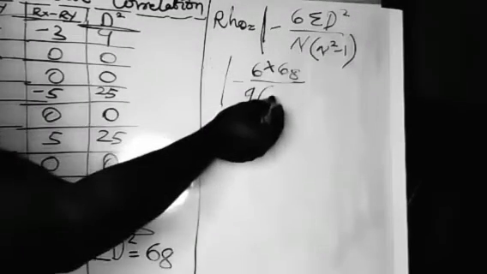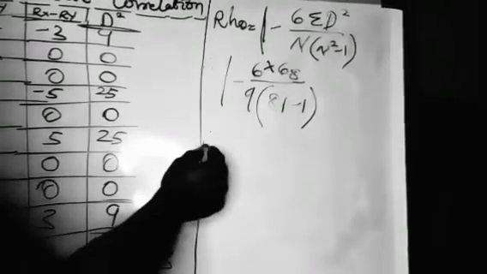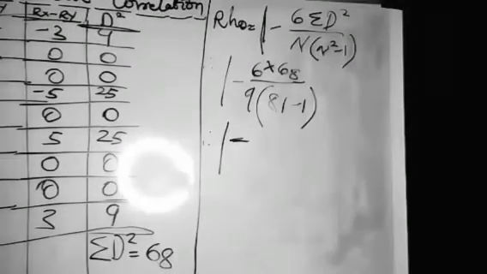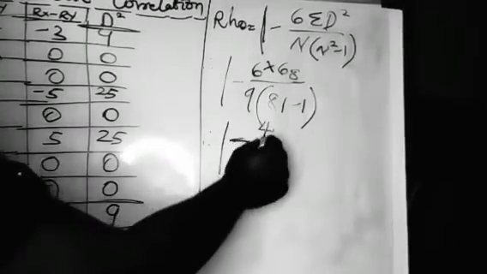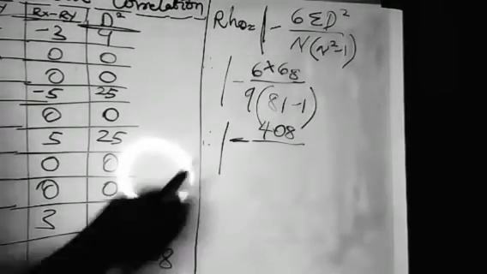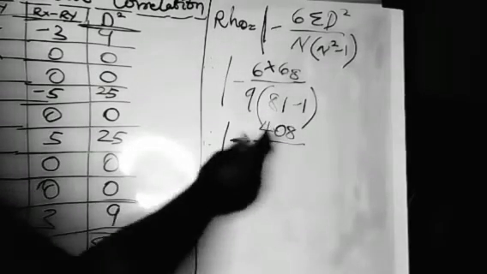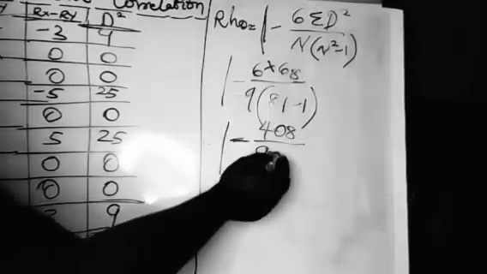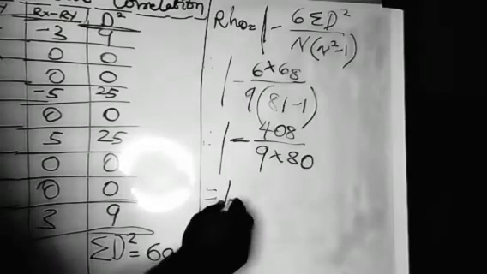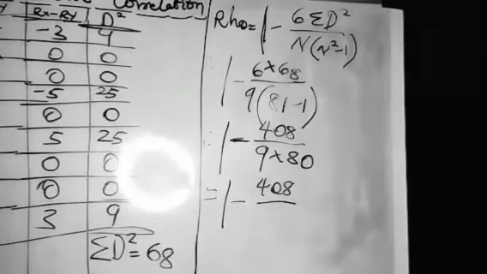So this n raised to the power 2, 9 times 9 is 81, minus 1. You close the bracket. So therefore, still the same, 1 minus 6 times 68, you have 408 all over 81 minus 1 is 80. So what we have is 9. This bracket means multiplication now. 9 times 80, then it equals 1 minus 408 all over 9 times 80.